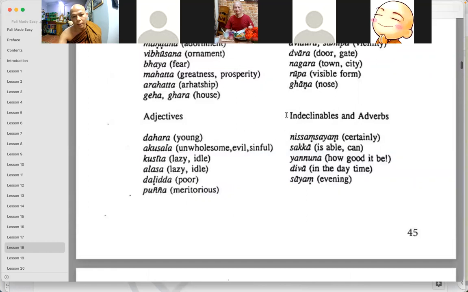Okay. And then now indeclinables and adverbs. Some are indeclinable, so adverbs. So here nissaṃsaya. So nissaṃsaya maybe needs neither. Saṃsaya means doubt. But nissaṃsaya means without doubt, that is certainly. But using it as nissaṃsaya, but with the case ending, nissaṃsayaṃ, certainly, surely, definitely. Nissaṃsayaṃ, nis or nir, and saṃsaya means doubt. So doubtlessness, that means certainly.